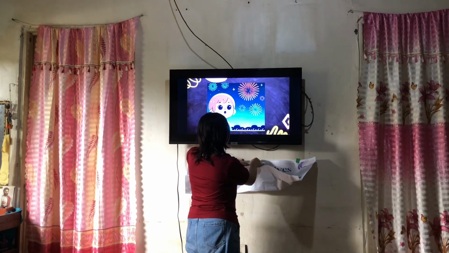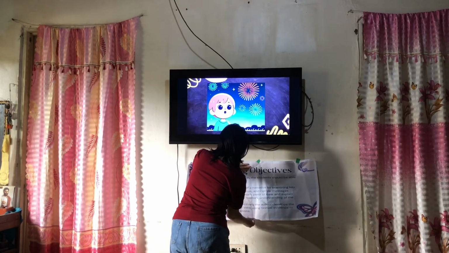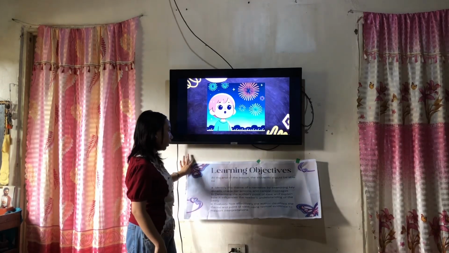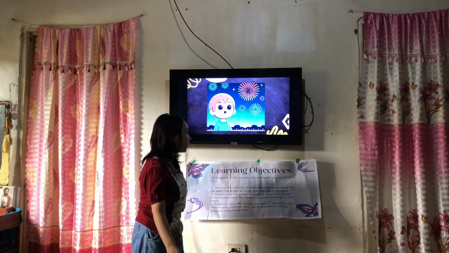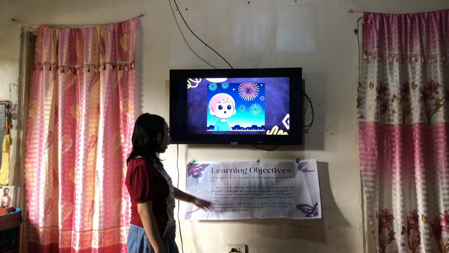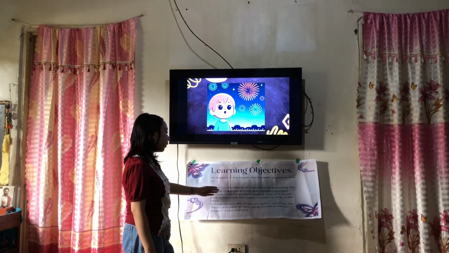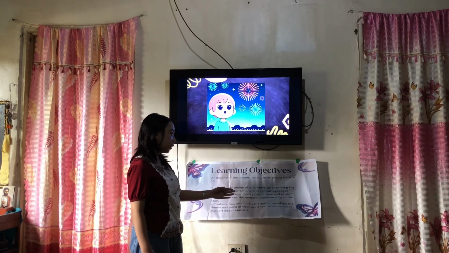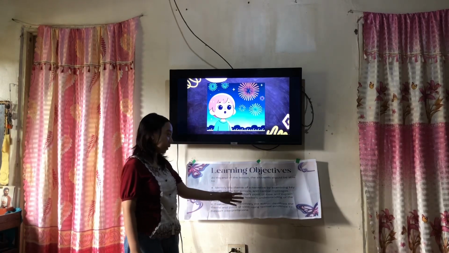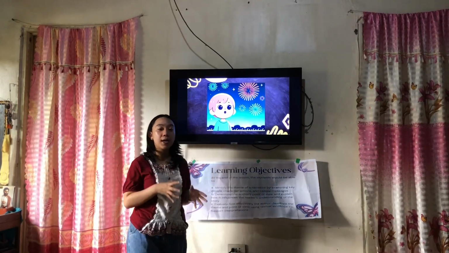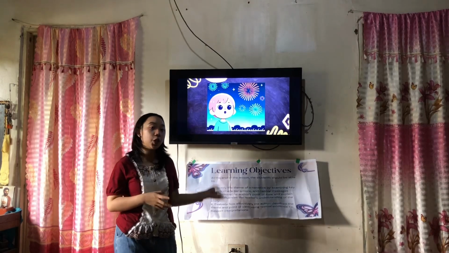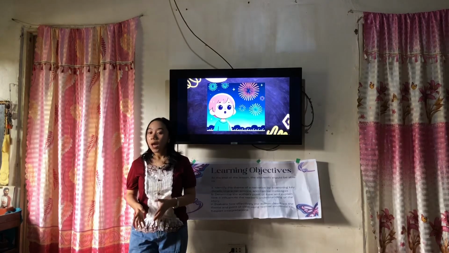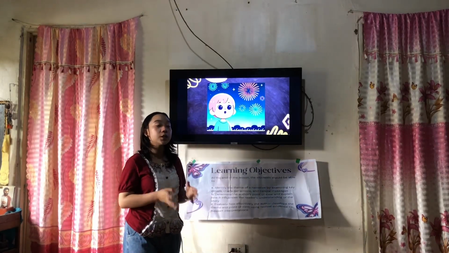So everyone, kindly read our objectives. Okay, so at the end of the lesson, the student should be able to identify the theme of a narrative by examining key details, character actions, and central messages. So we will learn how to find the theme or main message of a story by looking at important details, what the characters do, and the lessons that the story teach us.